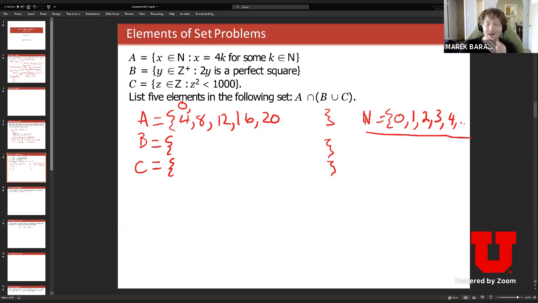So what's in just the first 3 or 4 elements in B? Deverin asks, what's the difference between this and integers? The integers have the negatives of these. So it would be -4, -3, -2, -1, 0. Yeah, Z plus. Well, Z not negative.